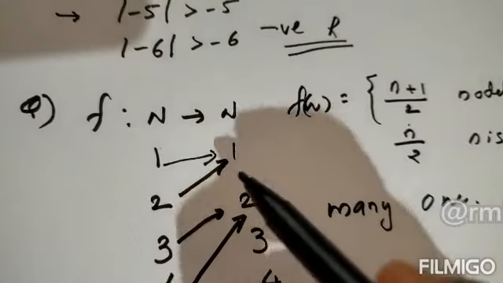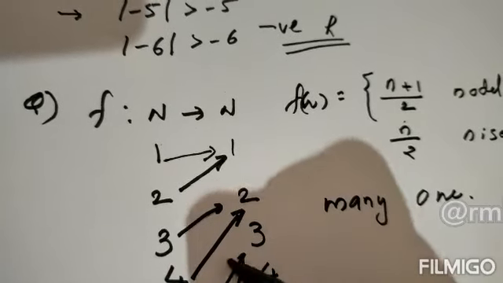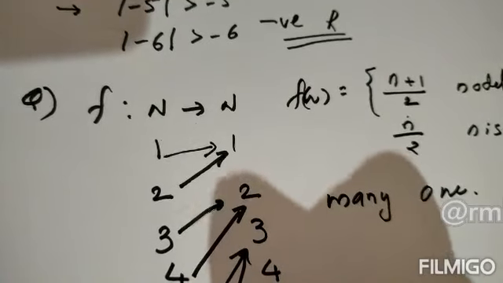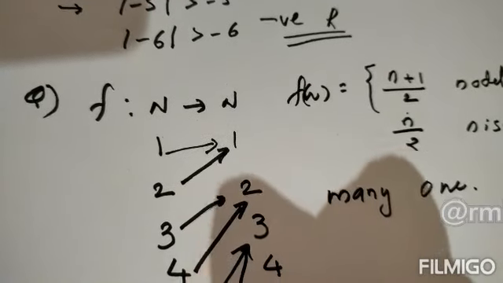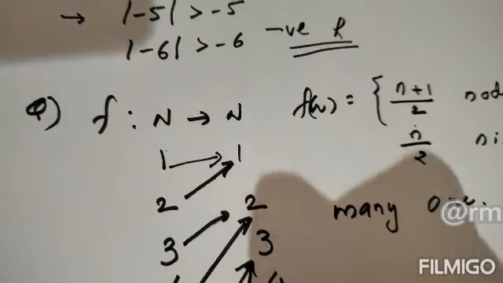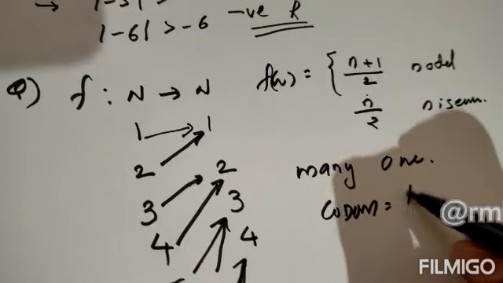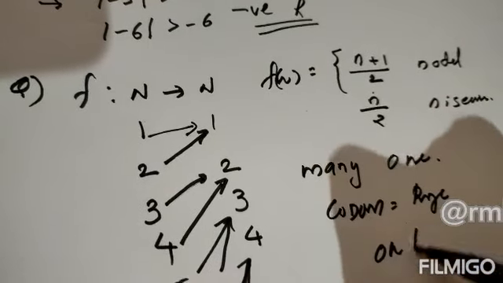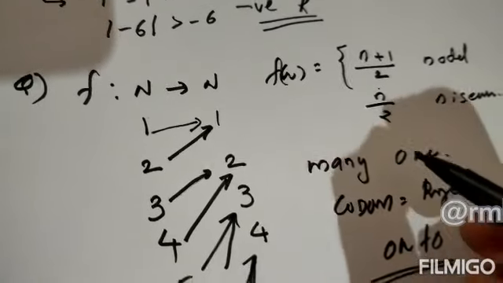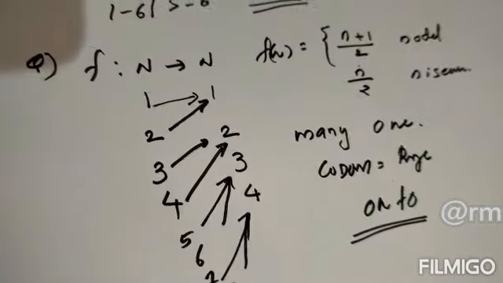Many one function. And 1 is an image. 2 is an image. Again, 3 is image for 5 and 6, and 4 is image for 7 and 8. So this whole second set, codomain set, is fulfilled. Codomain is equal to range, that is onto. It is clearly an only onto surjective function. It is not an injective function.